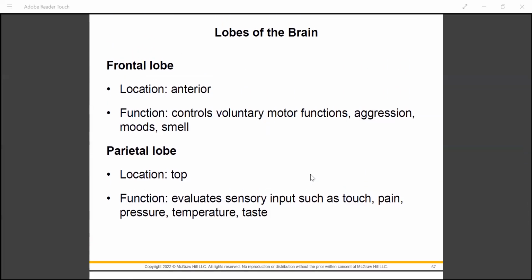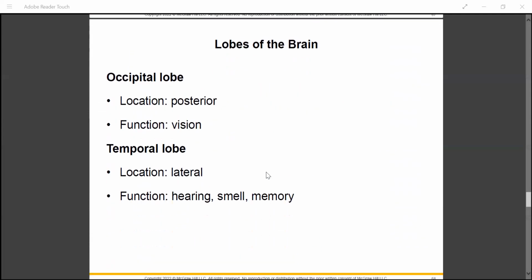So frontal lobe, you should always think motor. If you can just remember motor and frontal go together, that is good enough. Parietal lobe, think sensation. Occipital lobe, think vision. And temporal lobe, I want you to think of our other senses.